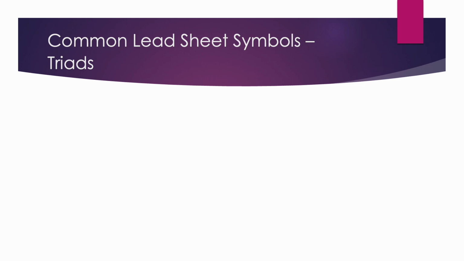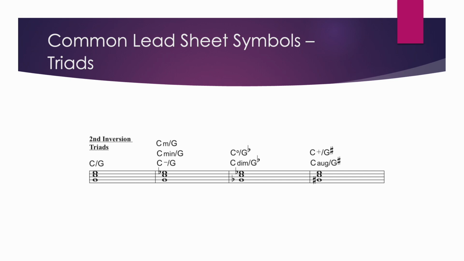In much the same way as the first inversion triads, the second inversion triads will use the same chordal symbol, and there will be a slash, and the fifth of the chord will be included on the right side of the slash, indicating that the fifth is the lowest tone of the chord, which indicates that it's the second inversion triad.